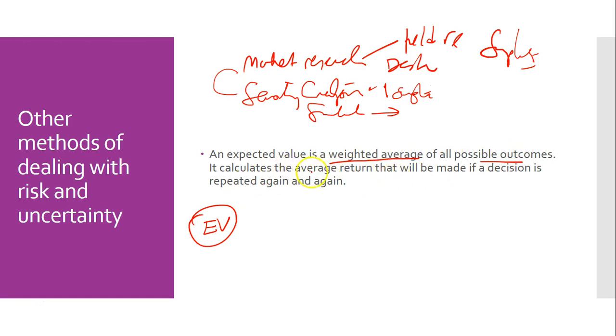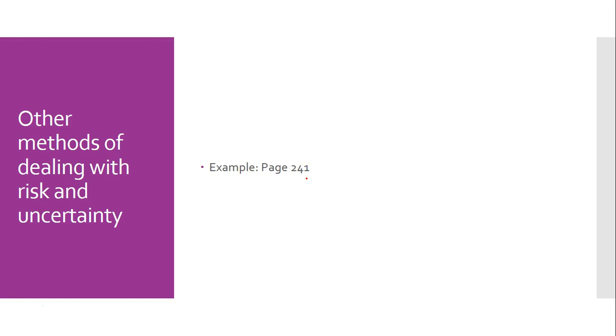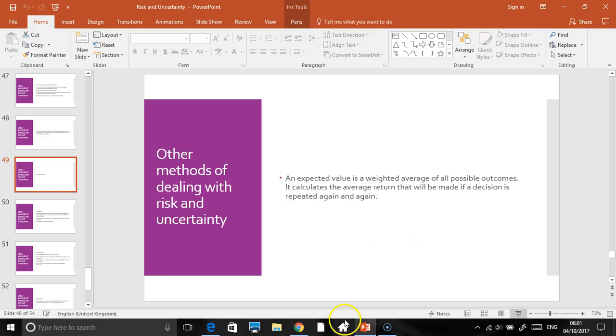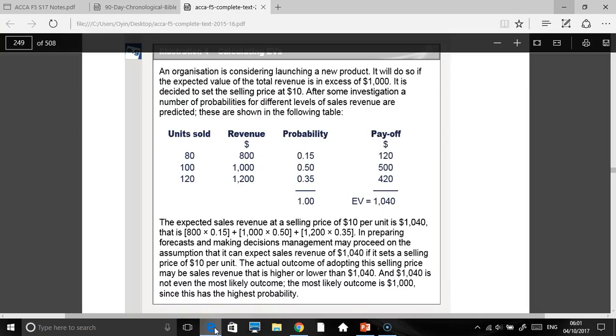It calculates the average return that will be made if the decision is repeated again and again. So if you turn in your textbook to page 241, you'll see what I'm talking about. I will just quickly go there and see what's happening here.